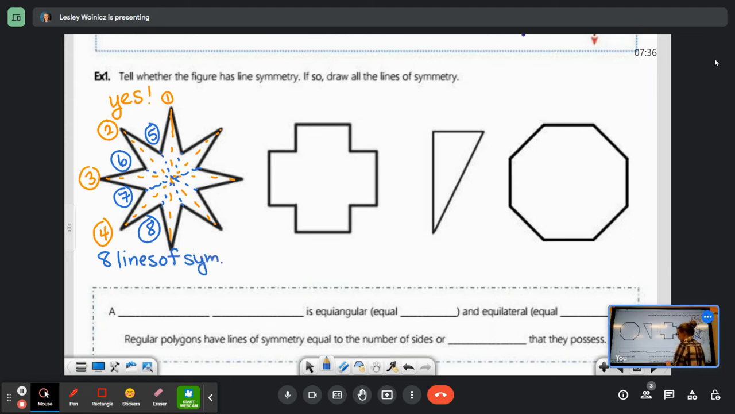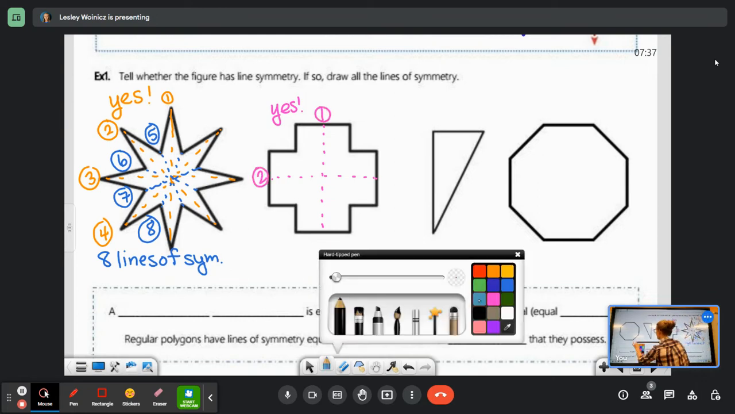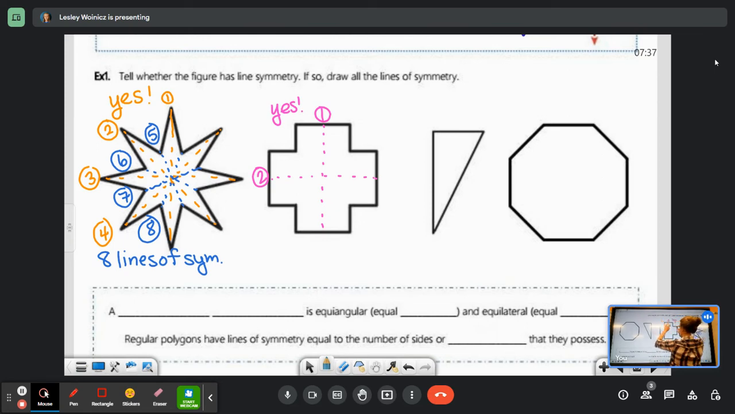Okay, look at the next one. All right, I see one here. So this is a yes also. And then I see another one here. Now, if you look at the star and what we did with the little valleys between the points, we can do the same thing. So here's 1, here's 2. Now, if I look between the protruding parts, I can find my 3rd and 4th line of symmetry. 4 lines.